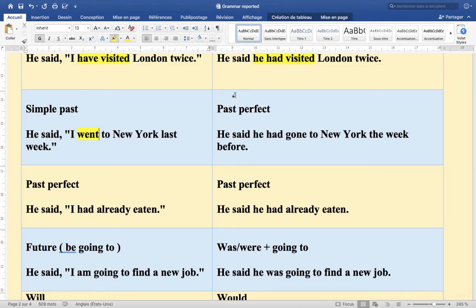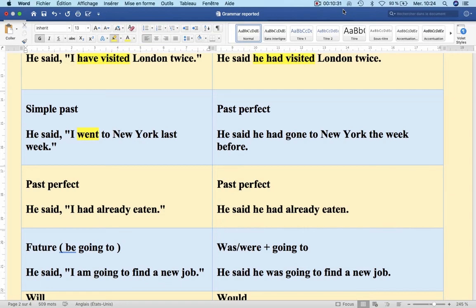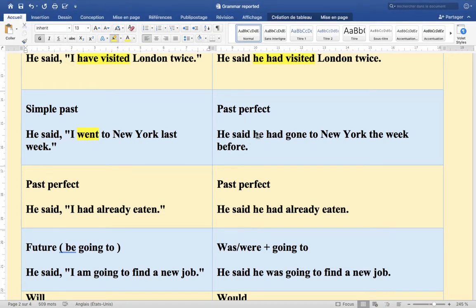Here we have simple past, which is also going to become past perfect. I went to New York last week. So he said he had gone. We are going to turn it into past perfect: we have had, and the past participle of go is gone. He said he had gone to New York the week before. It's not last week, we are going to use the week before. We are going to cover the changes that happen to adverbs and time expressions.